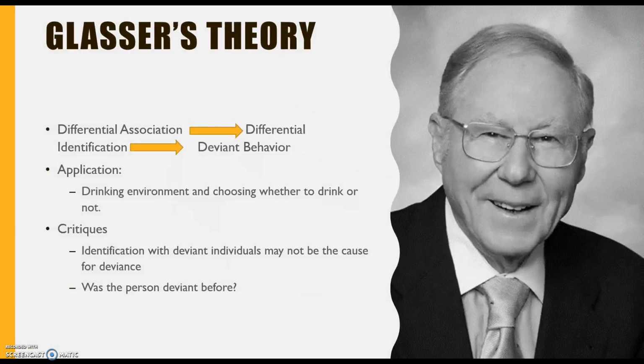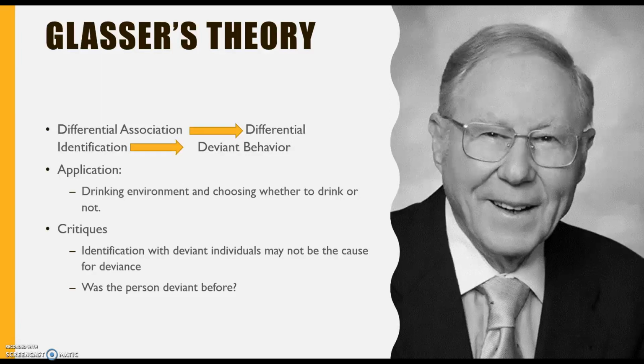Now, Glaser here added the term differential identification. And this basically says that a person who hangs out with a deviant person will not adopt his or her views or start acting like them unless that person identifies with that deviant behavior. Take, for example, a college student who goes to a party. There's music, there's drinking, and there's smoking. Do you think that the student would get involved in drinking and smoking? It's up to the individual.